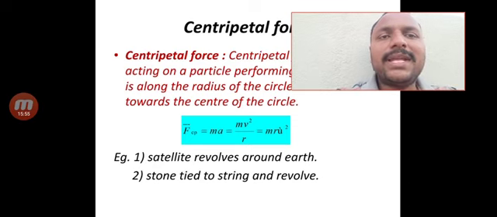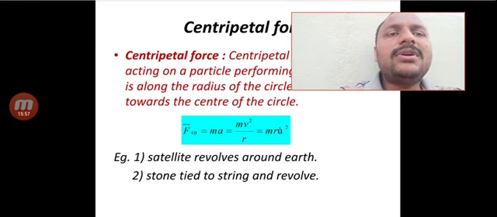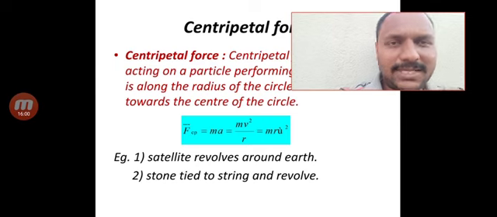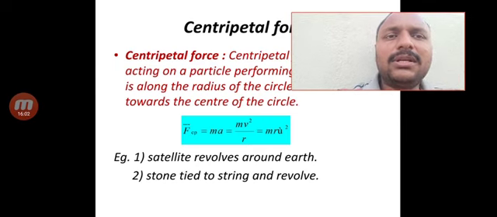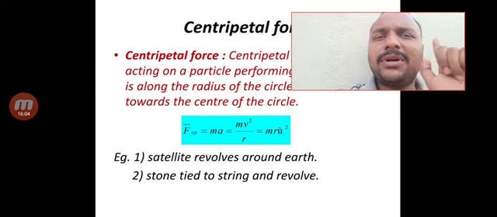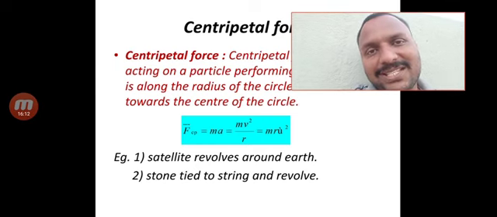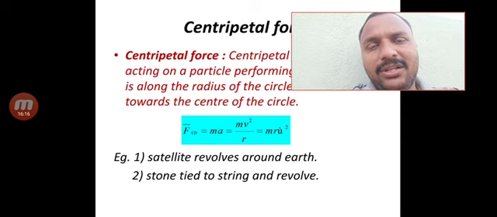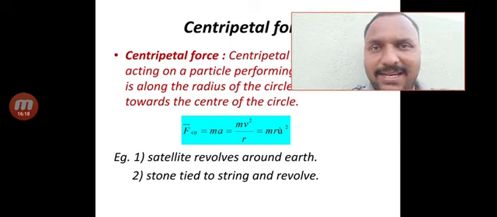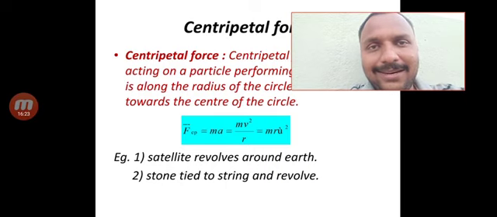Here we take one example. A satellite revolves around the earth, which means that it performs a uniform circular motion. Why does that satellite revolve around the earth? Because the gravitational force is there, and we know that the gravitational force exerted on a satellite is along the radius toward the center, meaning toward the earth, and the earth is at the center and the satellite revolves around it.